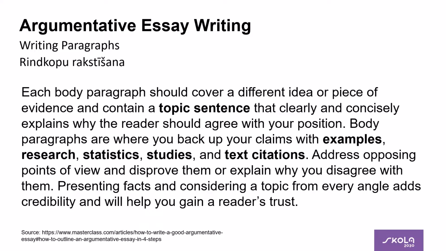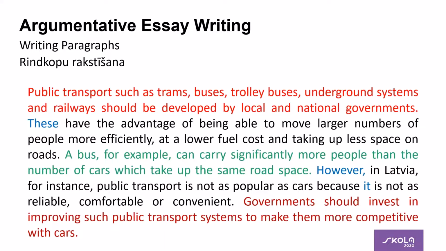So let's have a look at an example. The first sentence here tells us immediately what the paragraph is about. It's about public transport, and then defines public transport, just basically lists them. And then the thesis of the paragraph is that they should be developed by local and national governments. So that's what the paragraph is about, reasons why these should be developed by local and national governments.